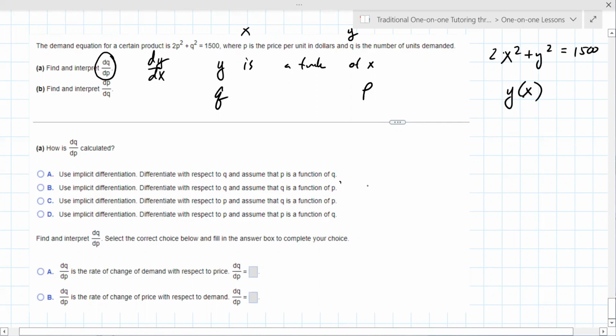boy, I really think it's the second one. Boy, these are horrible. Yeah, let me just check here. Two p squared plus q squared.